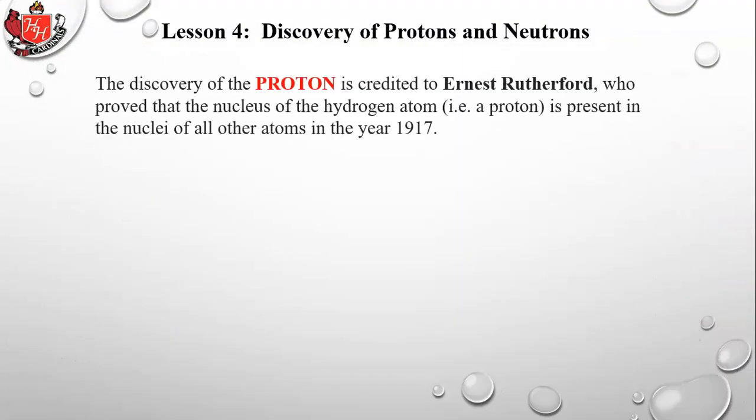The discovery of the proton is credited to Ernest Rutherford, who proved that the nucleus of the hydrogen atom, that is a proton, is present in the nuclei of all other atoms, in the year 1917. So it's kind of amazing in the grand scale of human history that all of this that we know about atoms, and we know a lot now, was only discovered about 100 years ago. Consider how long the Earth has been around, how long human beings have been on Earth. To only discover these things 100 years ago is not that long ago, and look how much we've learned since then.